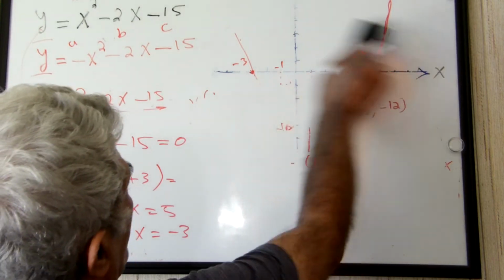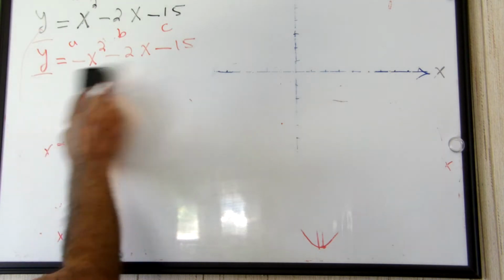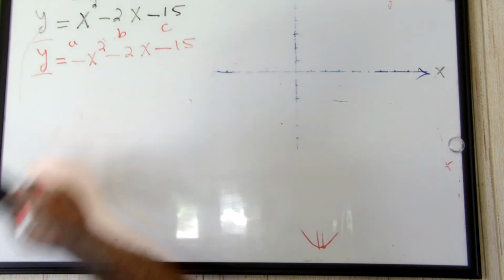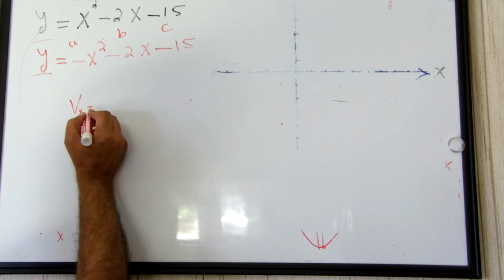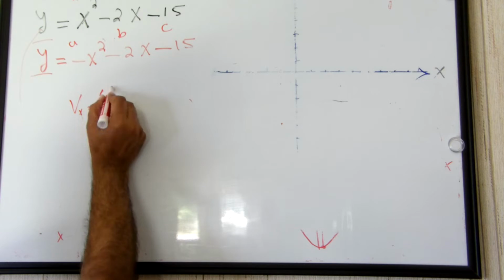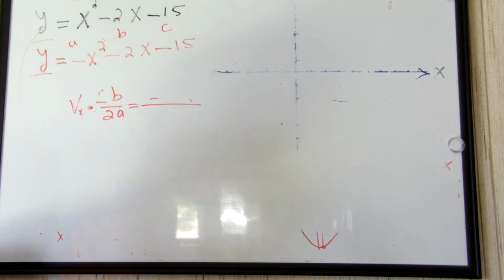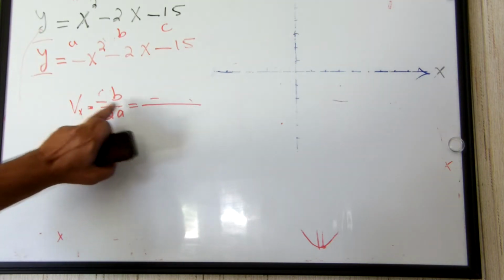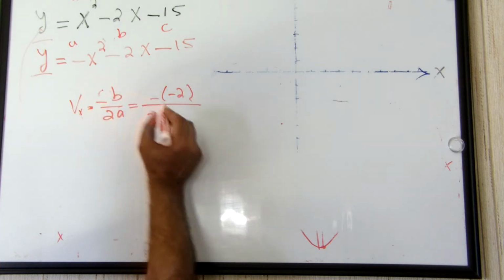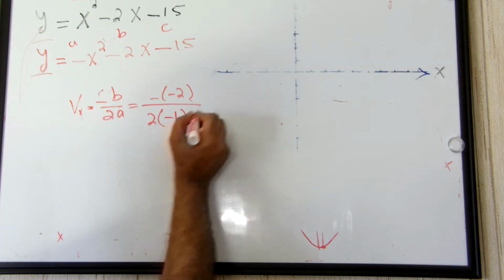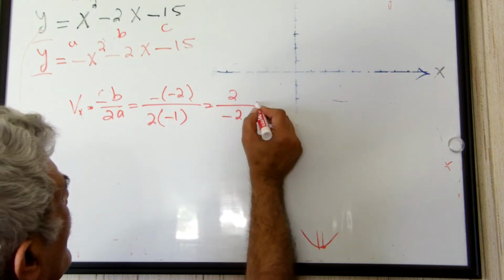Let's find another, get the second example. Here, first we find what? The vertex x, which is equal to minus b over 2a. The b value is minus 2, so minus minus 2, over 2 times a, which is minus 1. 2 times minus 1 is minus 2, and plus 2 over minus 2 is equal to minus 1.